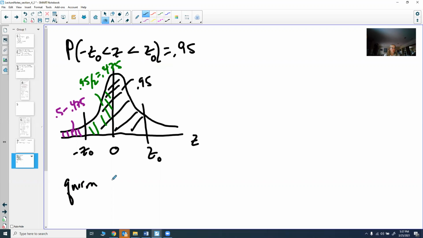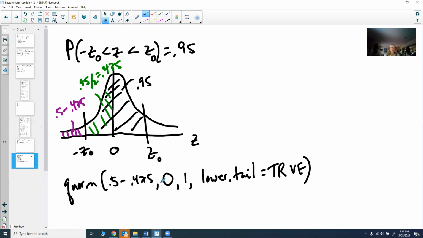And now we can use qnorm to find that z value. qnorm would be that value here, that area in the lower tail. You don't actually need to work out what it is. You can just type in 0.5 minus 0.475 directly into the command. Then you need your mean of 0, your standard deviation of 1. And then you need to say lower.tail is, in this case, TRUE, because we've shaded that part.